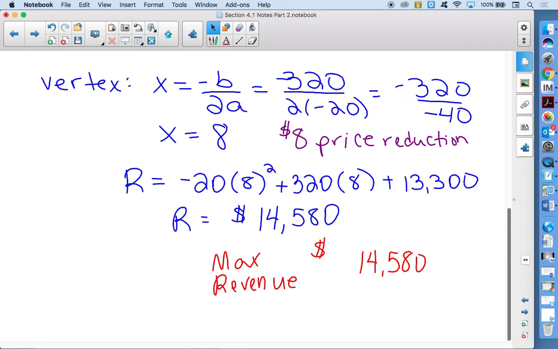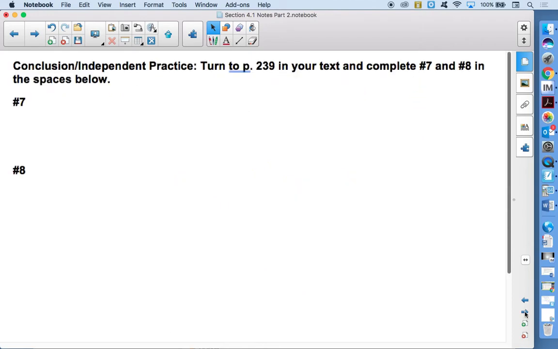So what I would like you to do is to turn in your book to page 239, like it asks you to do at the bottom of your notes, and complete numbers 7 and 8. Once you have those two problems completed, and you can complete them with a partner, your homework is partially in the book and it's partially a worksheet. The worksheet will be distributed to you along with graph paper.